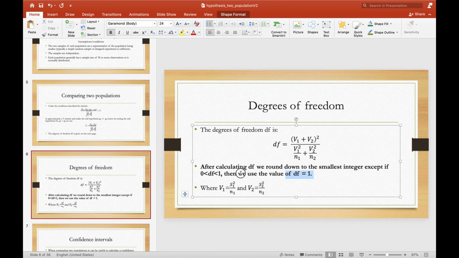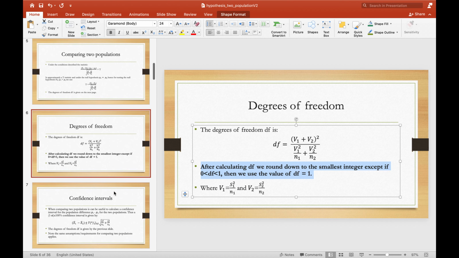That here is illustrated in bold. So keep in mind, degrees of freedom has to be an integer. Typically, you round down unless it's less than 1. Then you just set it equal to 1. And it can happen that the degrees of freedom are a fraction that's less than 1. That is realistic.